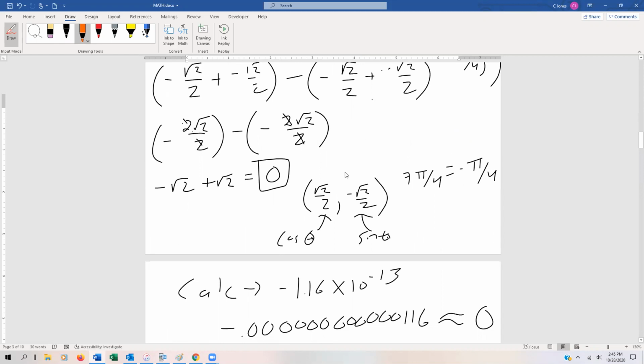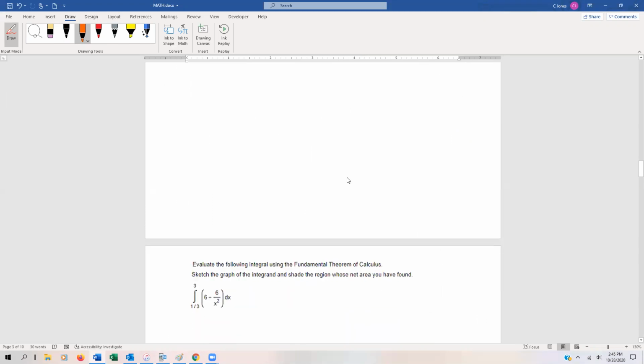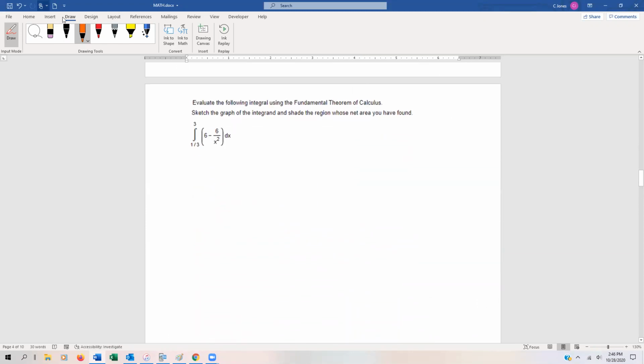All right, so one more example before we quit this video. Now this one just says we want to use the fundamental theorem of calculus. We don't have to, and then we can sketch it just to make sure, but we could just use our calculator to check. Before we set this up, let's rewrite this integral as the integral of 1/3 to 3 of 6 dx minus the integral of 1/3 to 3 of 6x to the minus 2 dx.